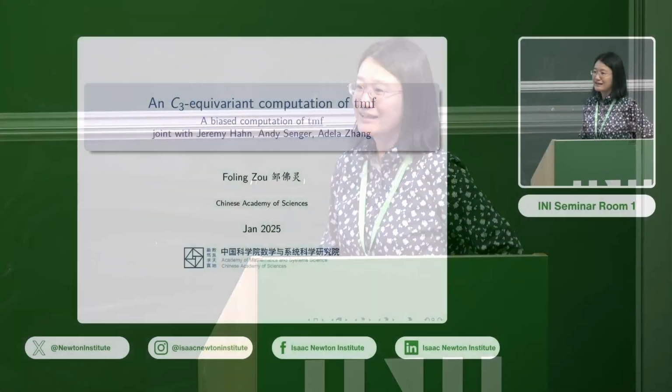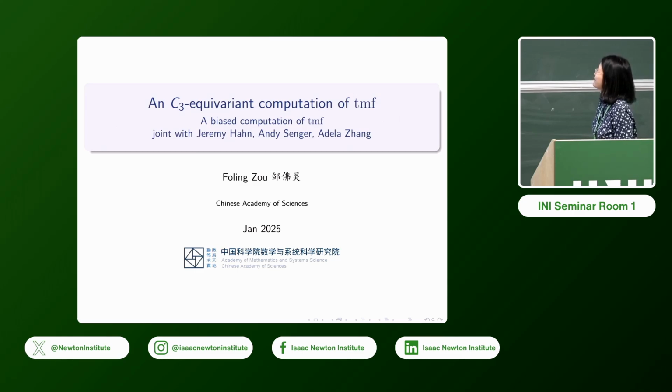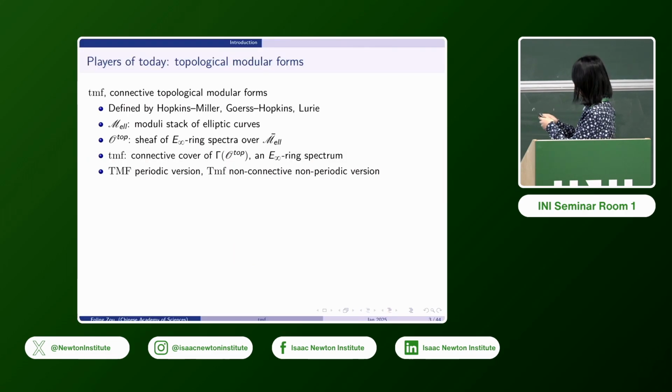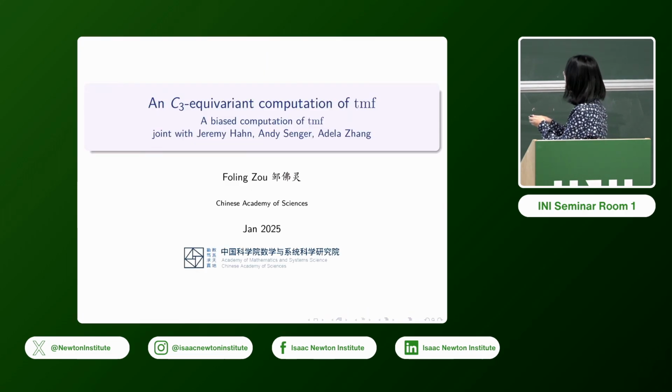Since we already had a lot of equivariant talks and TMF talks, now it's a perfect time to do an equivariant computation of TMF. And following Jeremy's talk, I'm going to give a subtitle: a biased computation, suggested by Hannah.